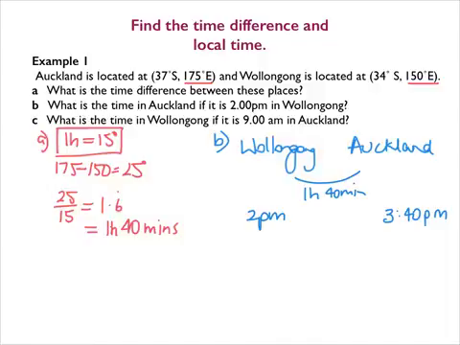Okay, do you see how by setting it up like that it's quite easy to do the questions? So the next one says, what is the time in Wollongong if it's 9 a.m. in Auckland? So we're going to start on this side at 9 a.m. So this time we're going to subtract the 1 hour and 40 minutes.